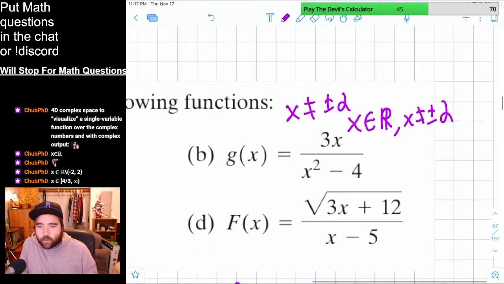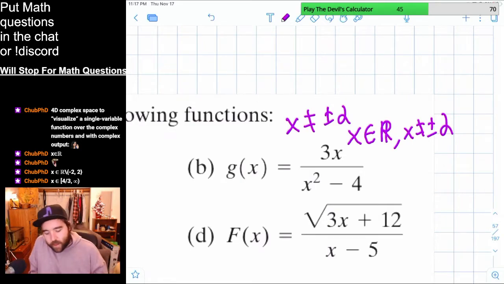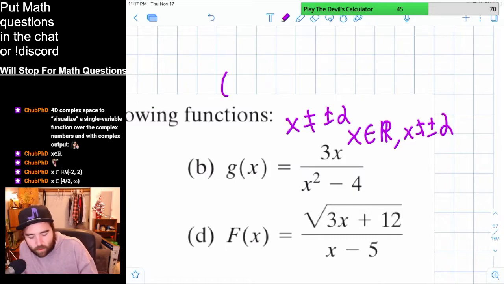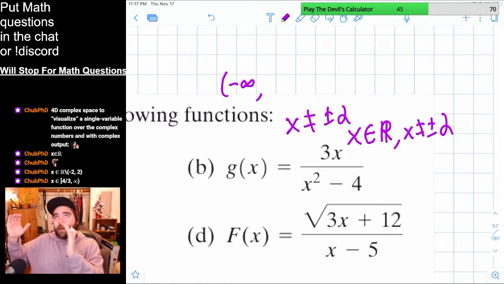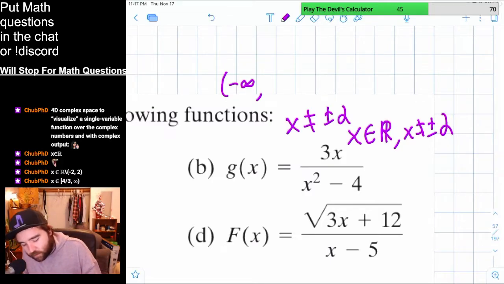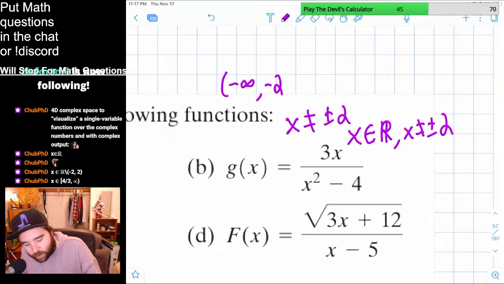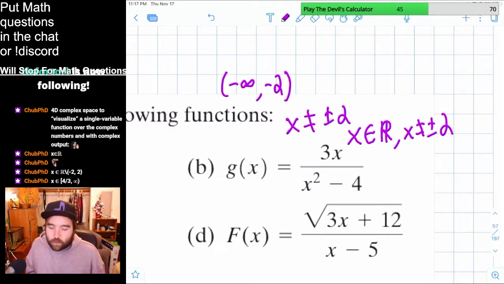Here, it's a little more complicated, but you can still do the same thing. So it can be anything, first off, right? So the smallest thing it can be is all the way down to negative infinity. But then in that interval, where does it stop being okay? Well, it stops being okay at -2. So we're going to say it can be anything from negative infinity to -2, but then it cannot be -2, right? So we're going to put a parenthesis on the -2 to show that it cannot be -2.